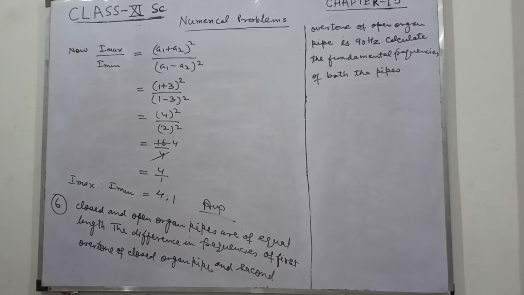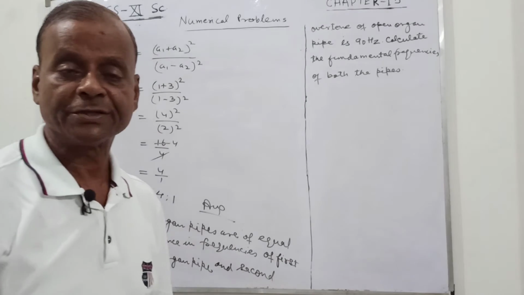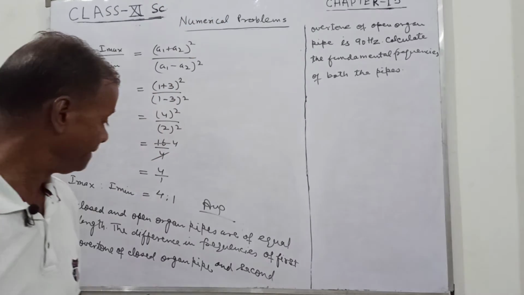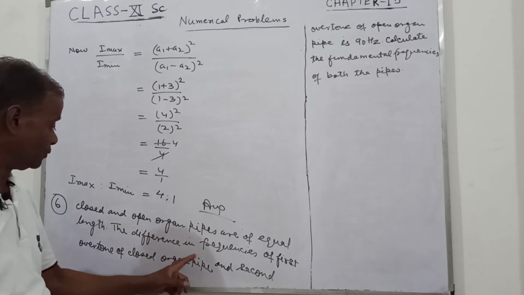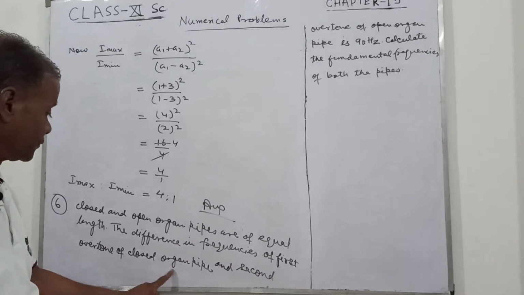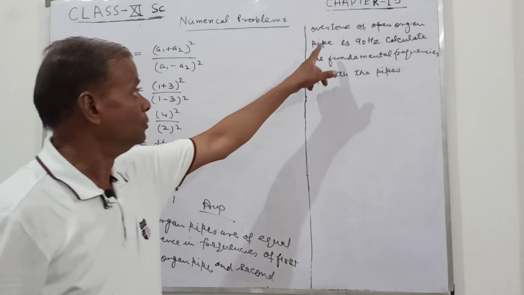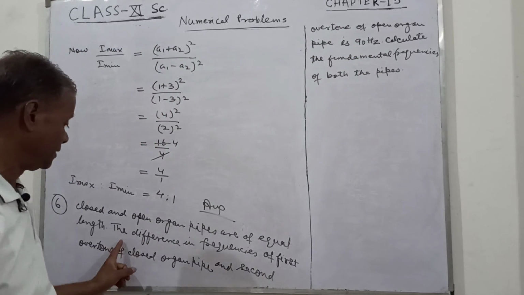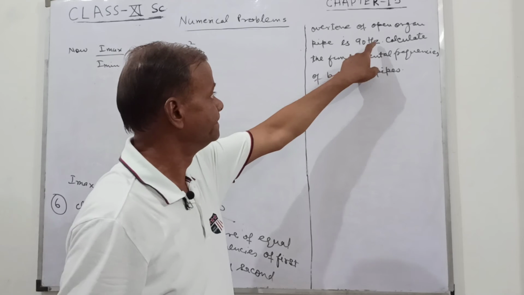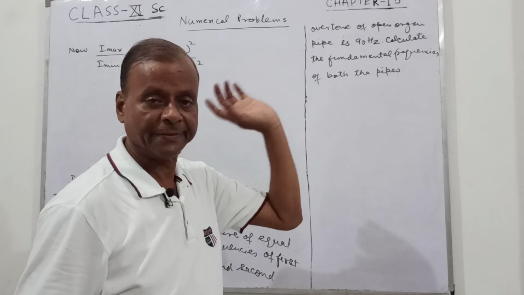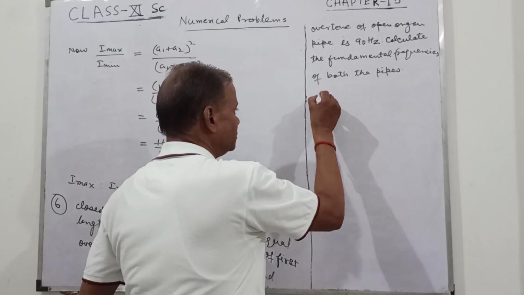What are you given? You are given two organ pipes. Both organ pipes are of equal length. One is a closed organ pipe and the second is an open organ pipe. The first overtone of the closed organ pipe and second overtone of open organ pipe, the difference in their frequencies is 90 Hz. Calculate the fundamental frequencies of both the pipes. Solution.